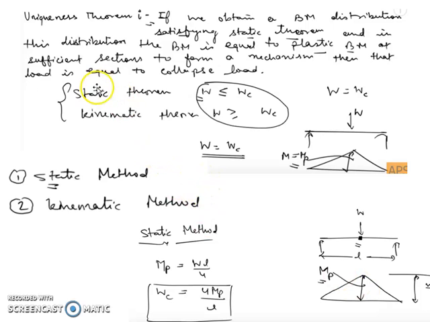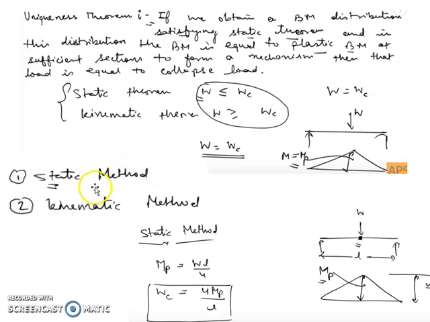The last one is the uniqueness theorem. The uniqueness theorem is the load W which is equal to Wc. The statement is, if we obtain a bending moment distribution satisfying the static theorem, and in this distribution the bending moment is equal to the plastic moment at sufficient sections to form a mechanism, then that load is equal to the collapse load. That is W equal to Wc. In the static theorem, W less than or equal to Wc. Kinematic theorem, W greater than or equal to Wc. But in the uniqueness theorem, W equal to Wc.